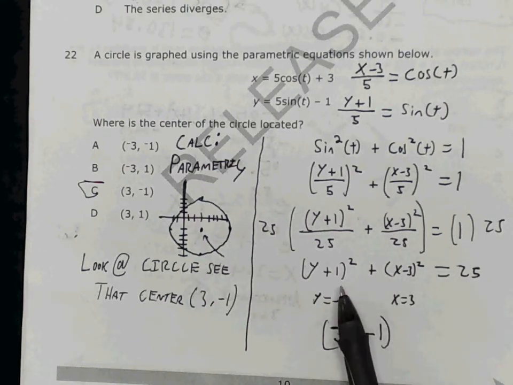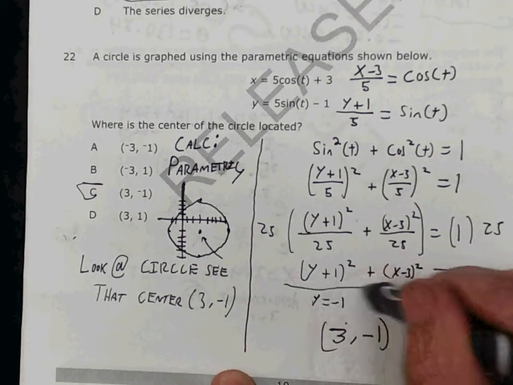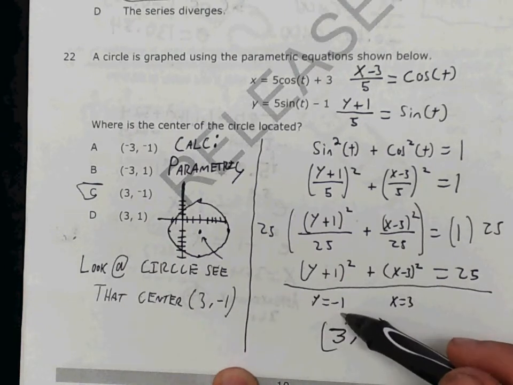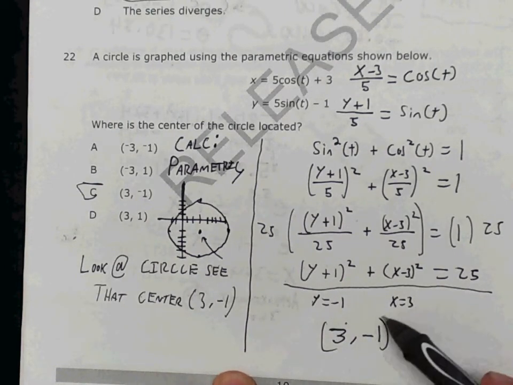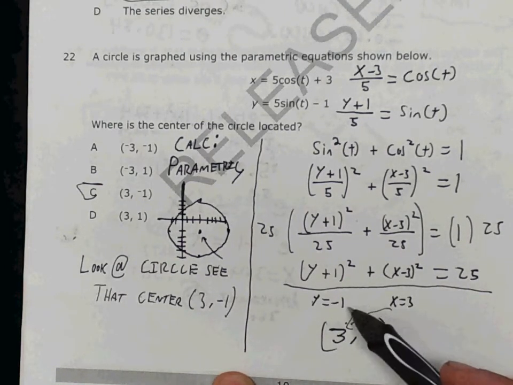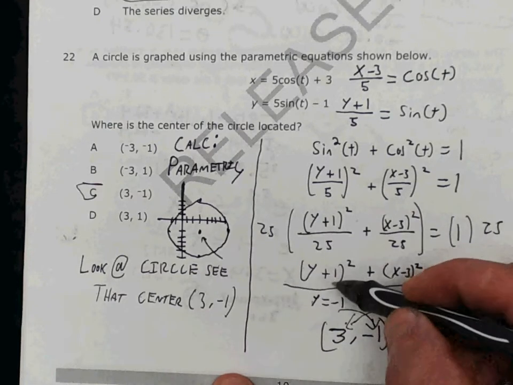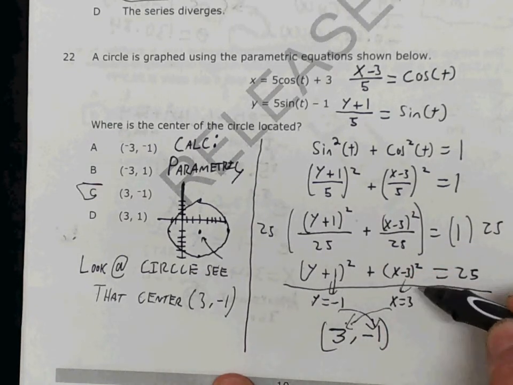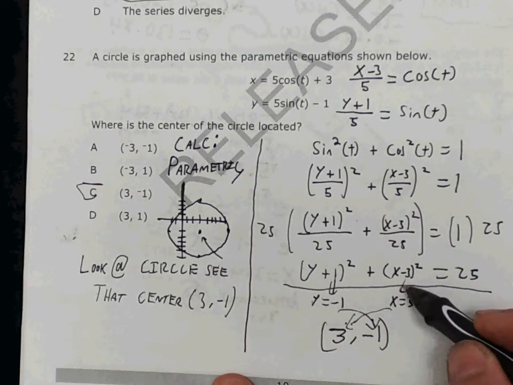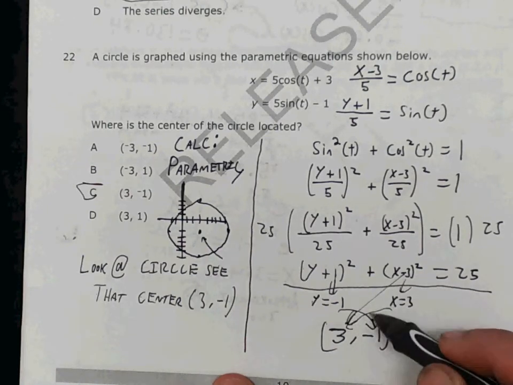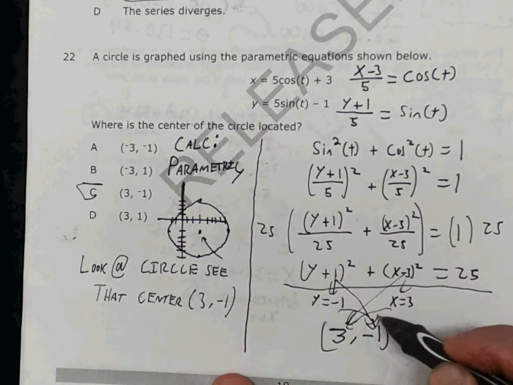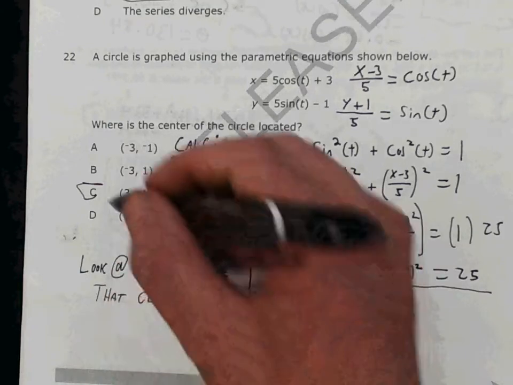Here, this is the standard form of a circle. Y is negative 1. X is 3. So our x coordinate comes first. We have 3, negative 1, because we switch the signs here. So x minus 3 becomes our x term is positive 3. Y plus 1 becomes our y term becomes negative 1. So that's option choice C.